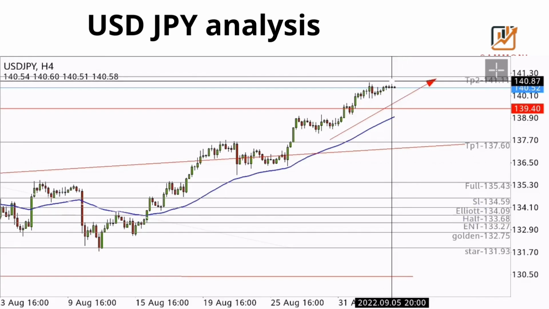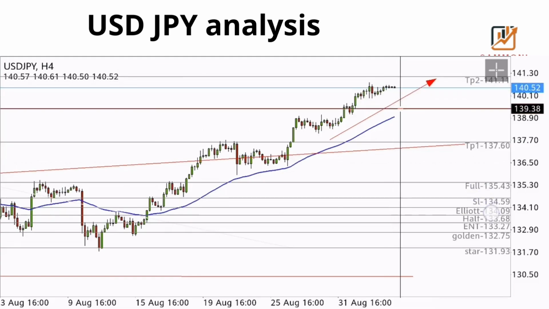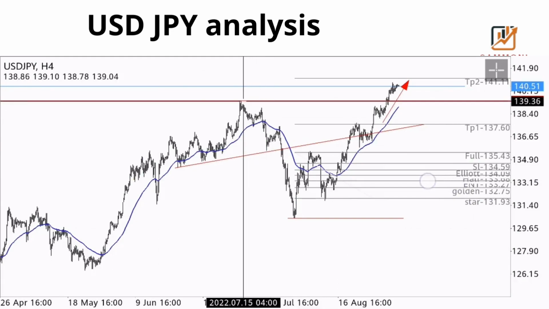So I suggest that overall the trend is bullish unless it stops holding above the 131.40 level. So how did we take the 139.40 level? As you shrink the chart, this is the broken level from the previous trading scenarios.